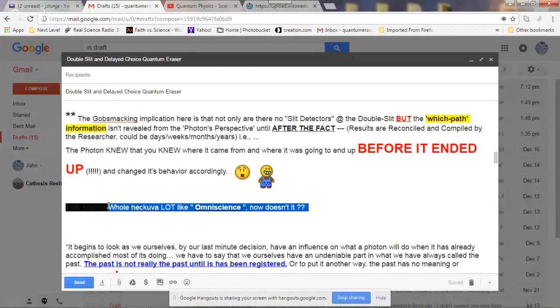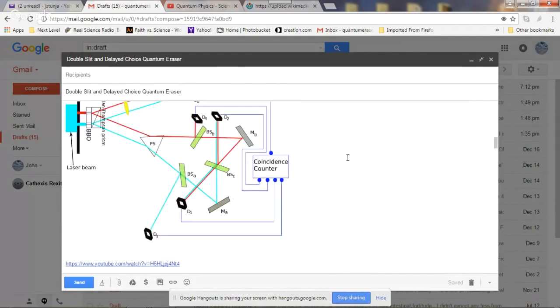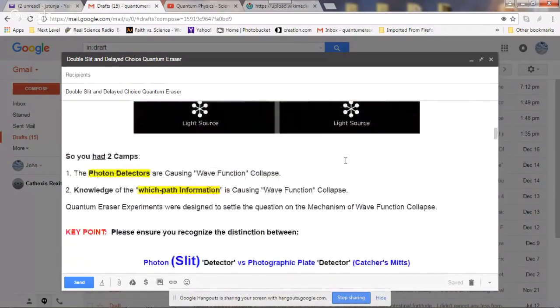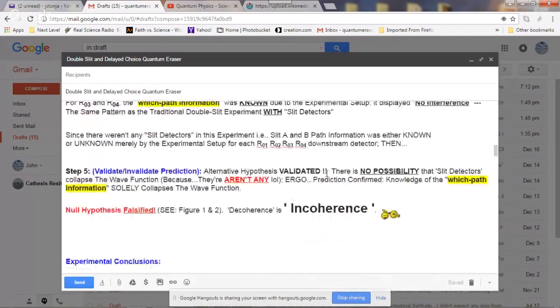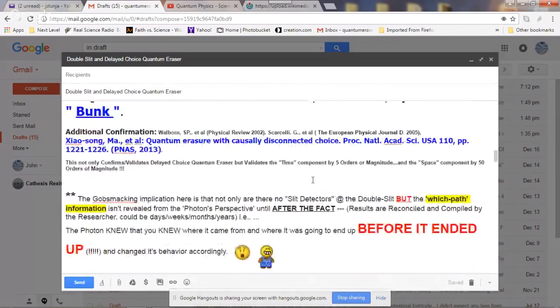So, what's that sound like? That sounds a whole heck of a lot like omniscience, doesn't it? A little bit. It sure does to me. That is the gobsmacking implication. See, it went one step further, not only reconciling our problem here, the photon to two camps, but it went one step further and said, you better start over because there's a problem in Shangri-La.